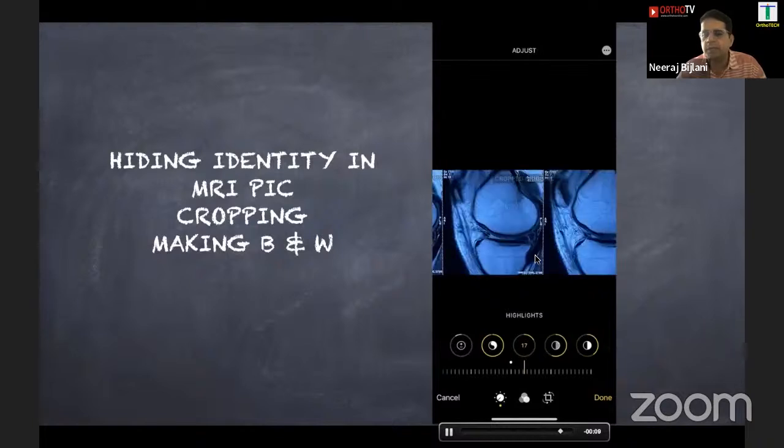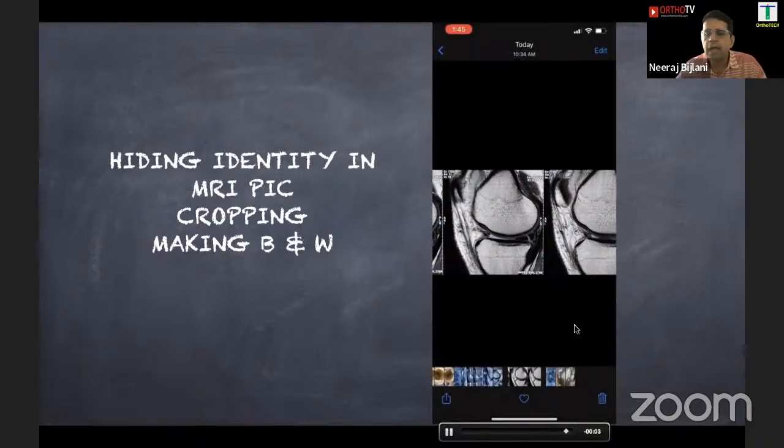Saw the difference, how it was blue, and now it has become so clear, black and white, like a normal, how it's supposed to be. And this is the final image, and you just save it. However, the disadvantage in the iPhone is that whenever you are trying to edit an image, always try to make a copy, because if you have edited the image, the original goes away. So always try to make a copy of it and then try to save it.